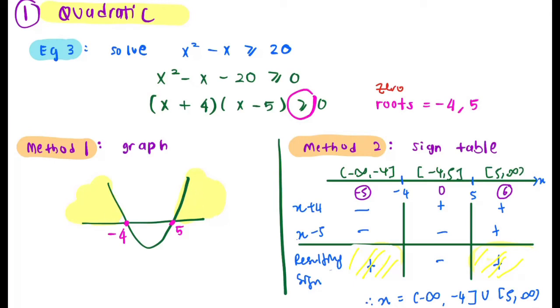So let's straight away conclude our answer. x is from minus infinity until minus 4 included, union 5 until infinity. If the question asks you for less than or equal to 0, therefore your answer will be the opposite side, which is negative 4 until 5, which is this part here.